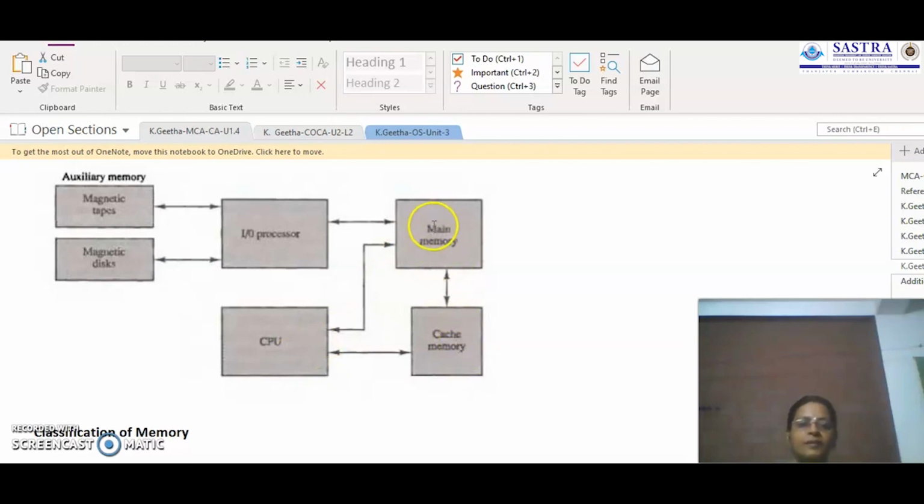And if it is not in the main memory, then it has to be brought into the main memory. For that purpose, it has to refer to the secondary memory. The secondary memory is also called auxiliary memory, and the main memory is called the prime memory.